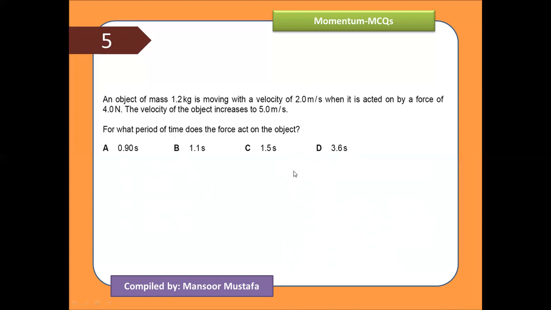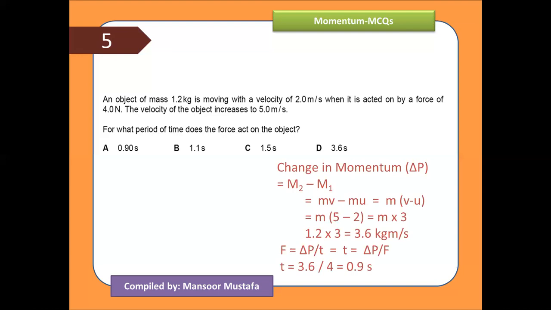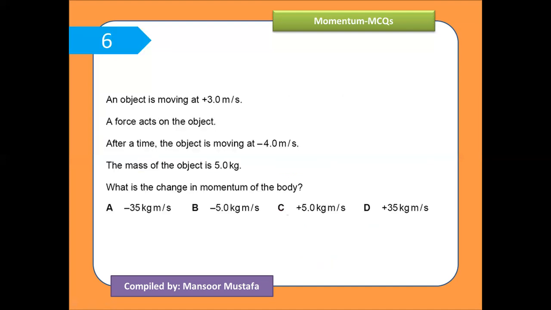Now in this question, this is almost the same question as question number 4, with the only difference that in the previous question we had to calculate force, but in this question we have to calculate the time. So we'll solve this question in the same way. First of all we'll calculate the momentum. After calculating the momentum, we have the formula that force is the change in momentum per unit time, and if we want to calculate time, that will be change in momentum divided by force. So the change in momentum which we have calculated is 3.6, and force is given as 4, so we'll get 0.9 seconds. It means that option A is the correct one.